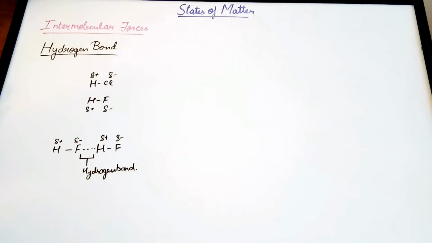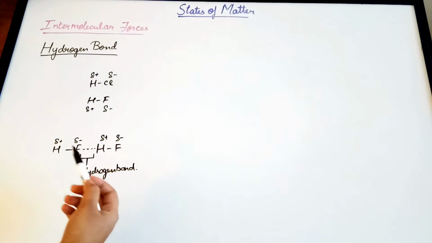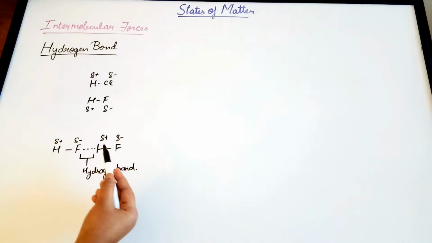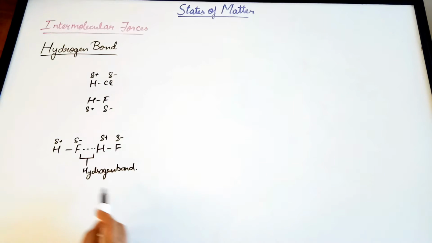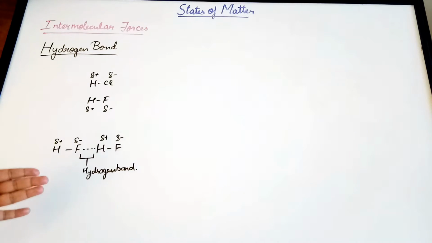So a hydrogen bond is basically the bond formed between a hydrogen atom which is bound to an electronegative atom and another electronegative atom of another molecule. Here, if you notice, hydrogen is basically acting like a bridge between this fluorine and this fluorine. This is the covalent bond formed between hydrogen and fluorine, whereas this is a hydrogen bond formed between fluorine and hydrogen.